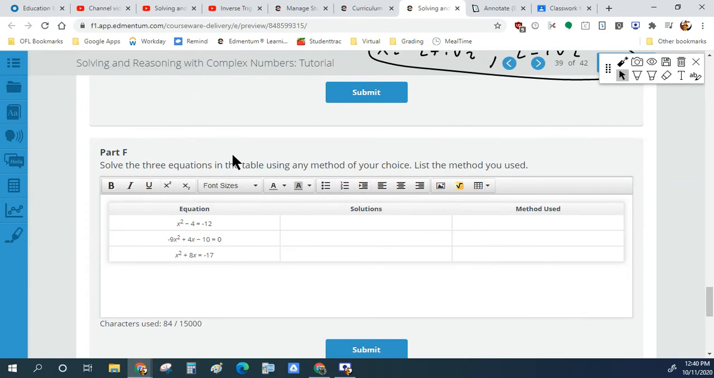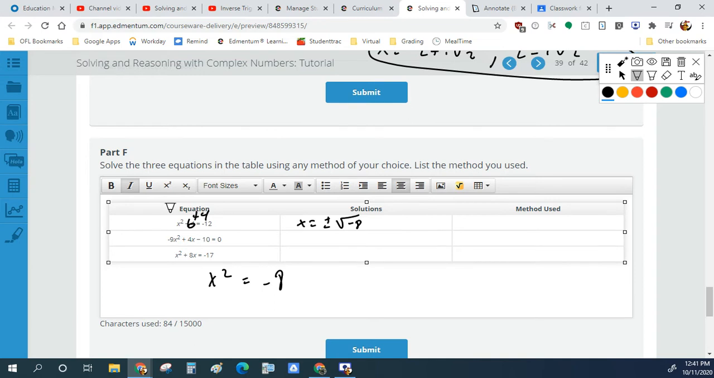So let's take a look at these. Now we're going to do these using any method of my choice. Looking at this one, I'm like, oh, this is simple. There's no b. So if there's no b, I might as well solve it by square rooting. So what I'm going to do here is move this 4 over. X squared equals, I'm adding the 4 to both sides, so I get negative 8. So in other words, x equals plus or minus the square root of negative 8.